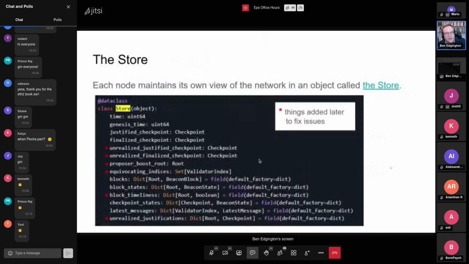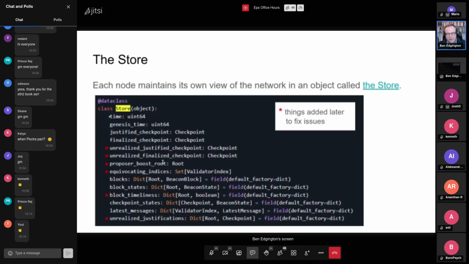And the other thing that matters is the store. This is the node's view of the network, what's classically called a view in classical consensus theory. This is absolutely everything that a node needs to know about the state of the network. This is all the best information it has about the state of the entire network, and it's called the store.